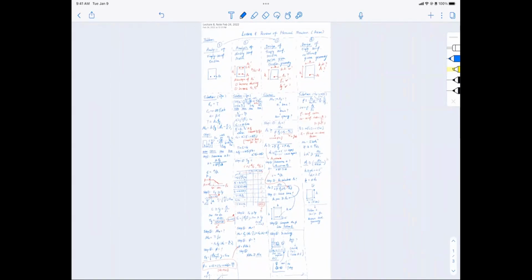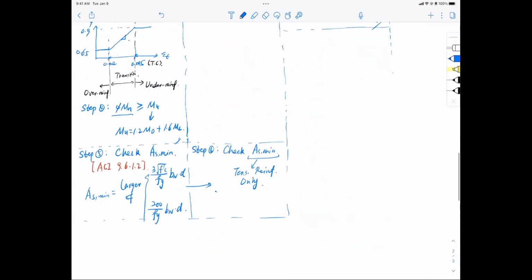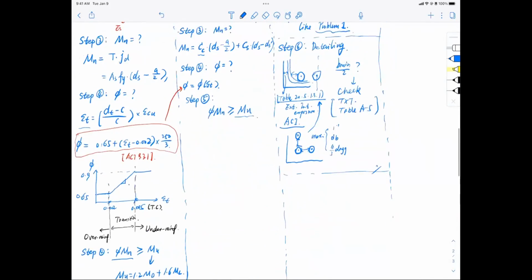Questions? Anything, folks? Could you show the bottom of the last 2 columns for steps 3 and 4, please? Or problems 3 and 4? Problem 3 and 4. Yeah.